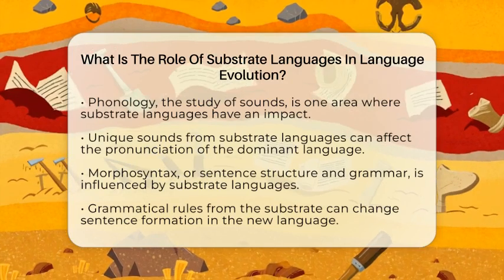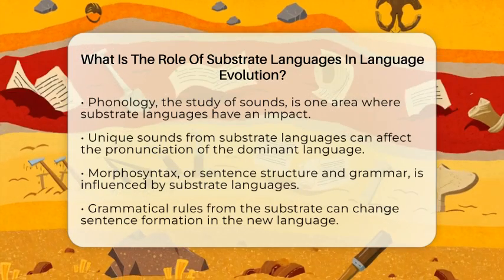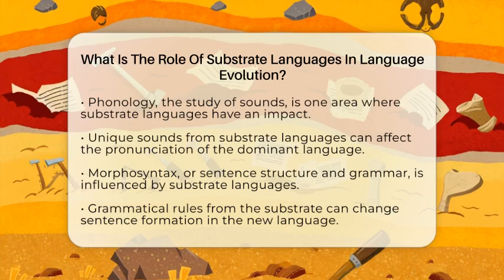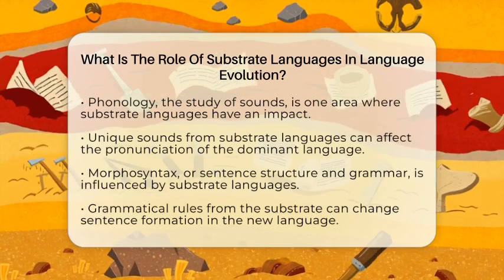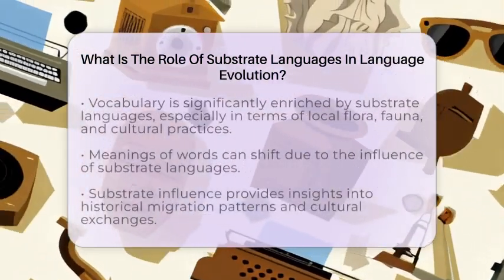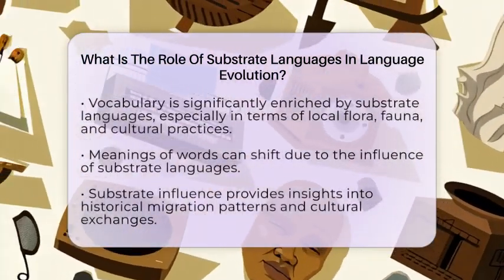The grammatical rules of the substrate language can change how sentences are formed in the new language. This might include shifts in word order or changes in how verbs are conjugated. Vocabulary is also significantly impacted.